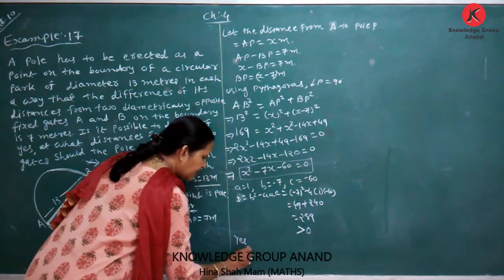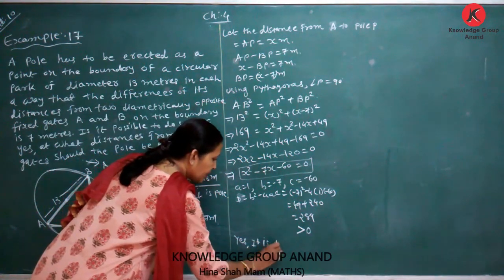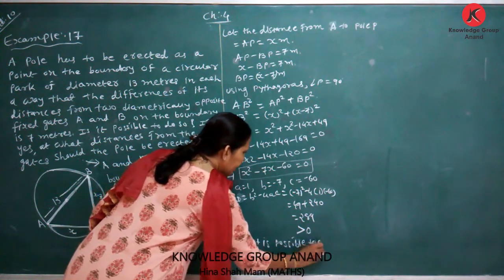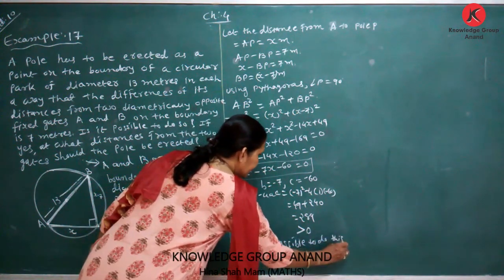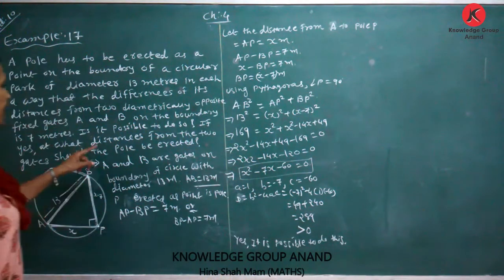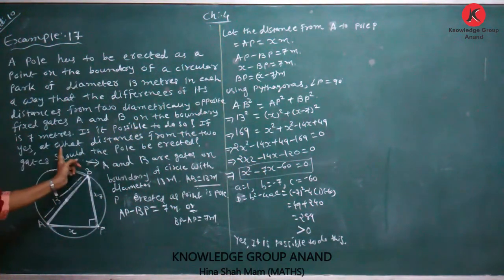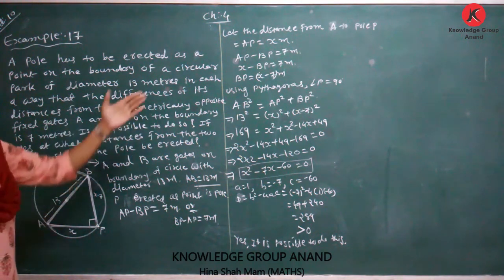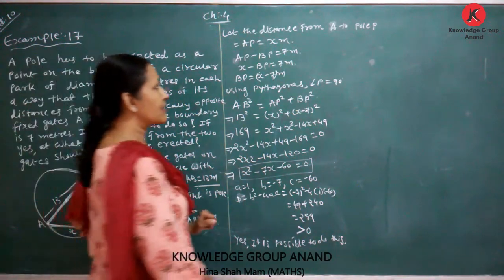Yes, it is possible to do this. Yes, at what distance from the two gates should the pole be erected? Then we find the value of X.